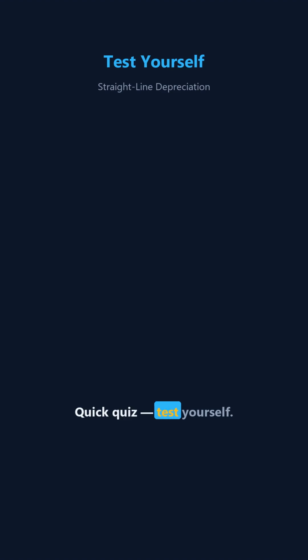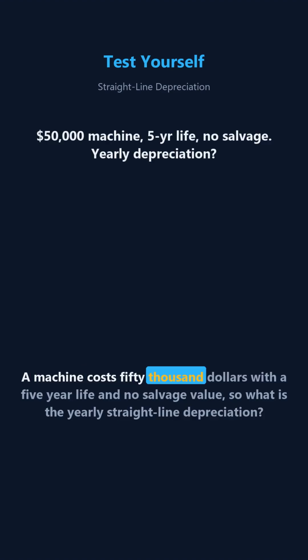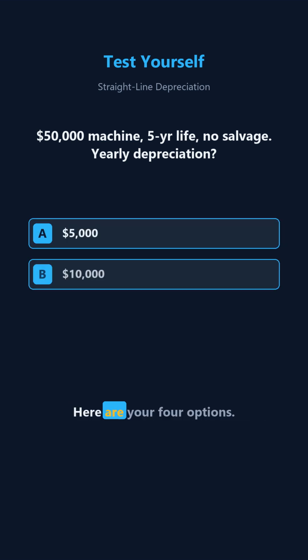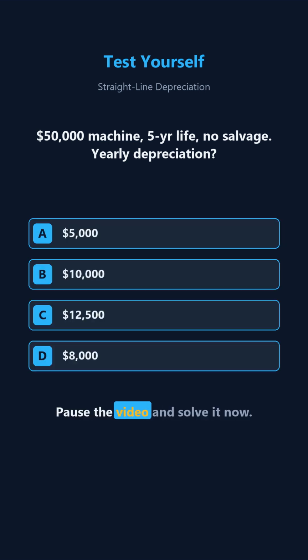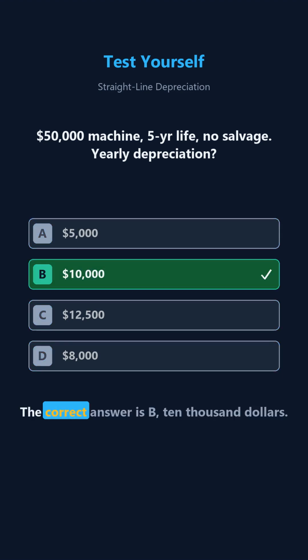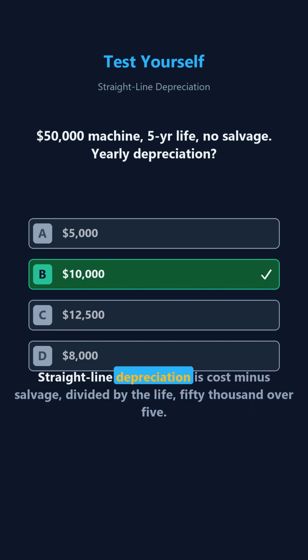Quick quiz, test yourself. A machine costs $50,000 with a 5-year life and no salvage value. So what is the yearly straight-line depreciation? Here are your 4 options. Pause the video and solve it now. The correct answer is B, $10,000. Straight-line depreciation is cost minus salvage, divided by the life, $50,000 over 5.